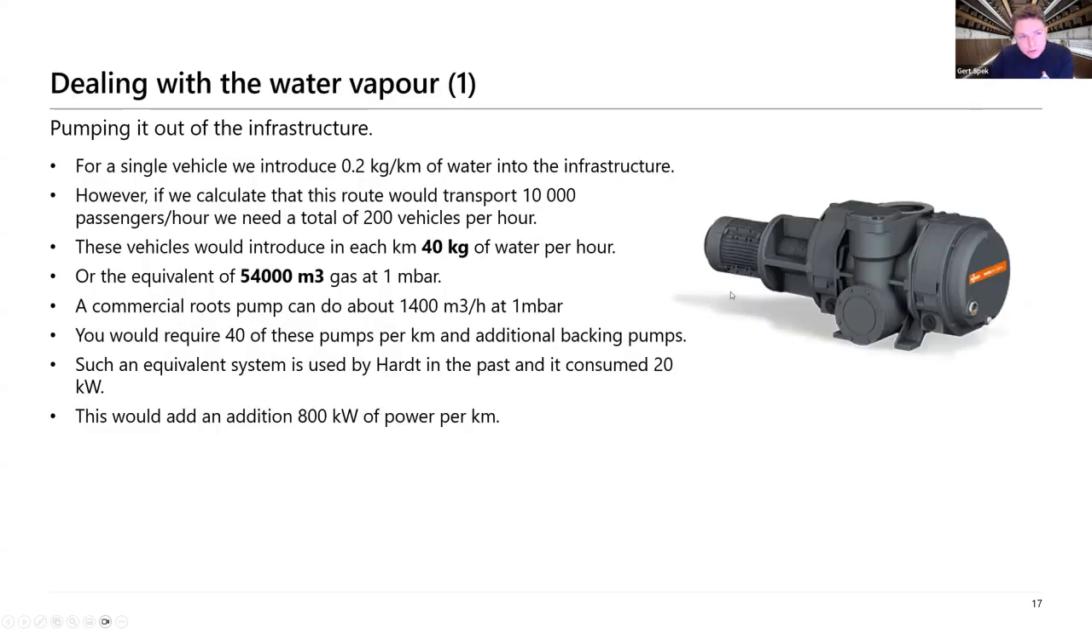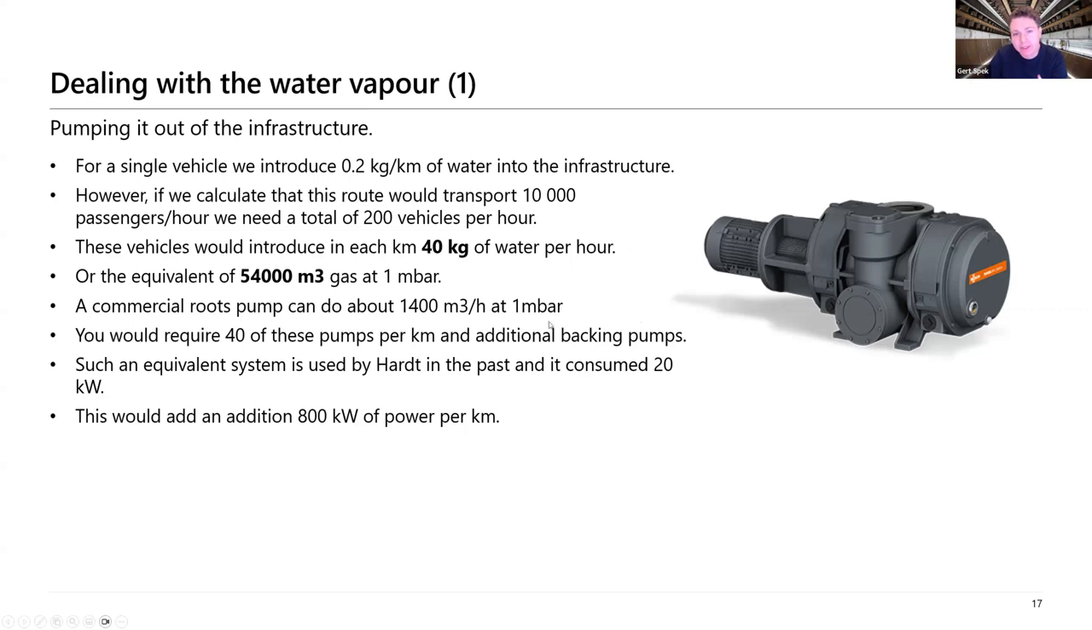So if we would indeed pump it out, one vehicle, not that big of a problem. However, if you're transporting a lot of passengers, 10,000 passengers per hour, I'm using in this example, you're looking at 200 vehicles per hour over this 1,000-kilometer trip. And then they introduce in each kilometer 40 kilograms of water. And this is where it starts to become already a little bit more of a problem. So we would introduce 54,000 cubic meters of gas at 1 millibar.